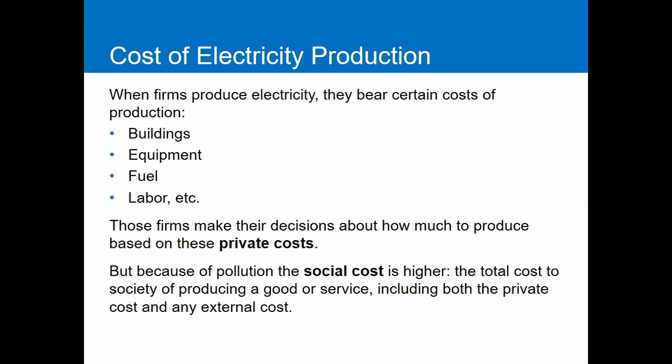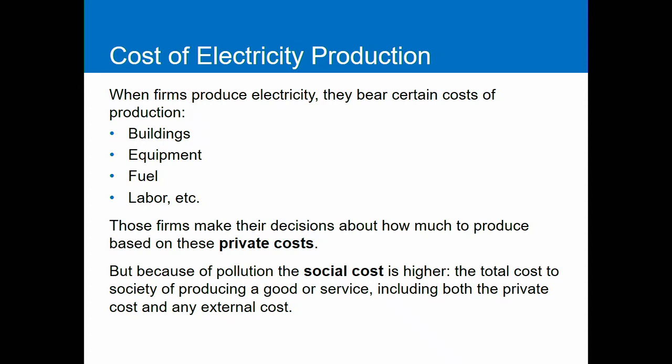Now, when firms actually produce the electricity, they bear certain costs of production: the buildings themselves, the equipment they use to generate the electricity, the fuel they burn to create it, labor, all these other things. They directly bear those costs, so these are the private costs. And they're going to make those decisions based solely on the private costs.